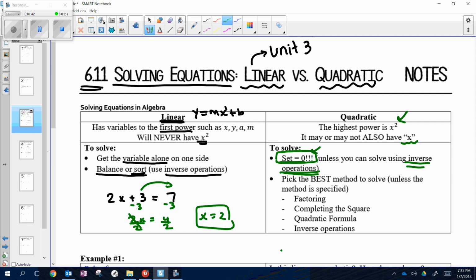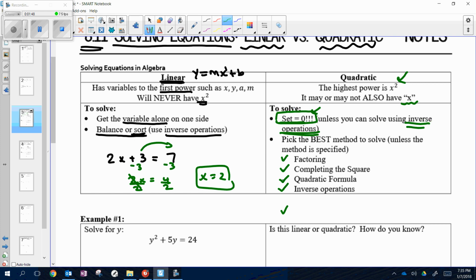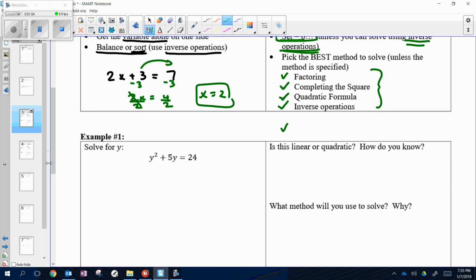So you're always going to be looking to pick the best method. Will you use factoring, completing the square, the quadratic formula, or inverse operations? Think of this as like your bag of tricks. Whenever you see a square, those have to come to mind. If it tells you what method is specified, if it tells you what to use, then you have to use what they say or you'll only get half credit.